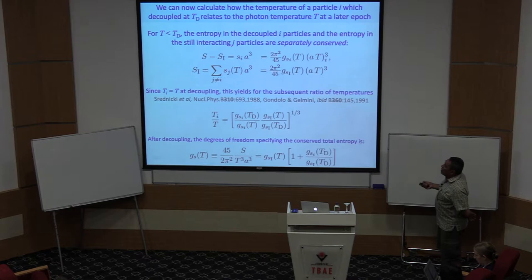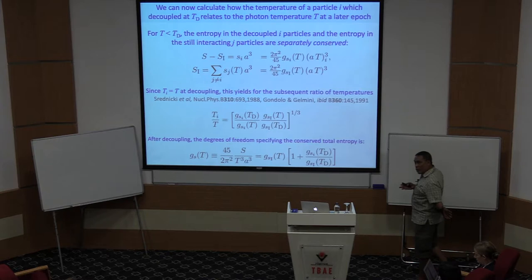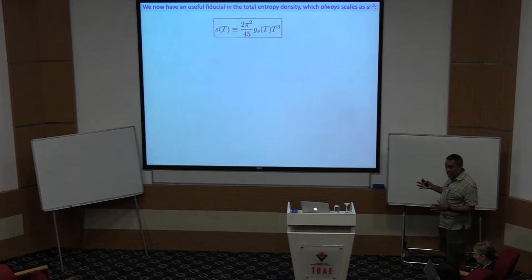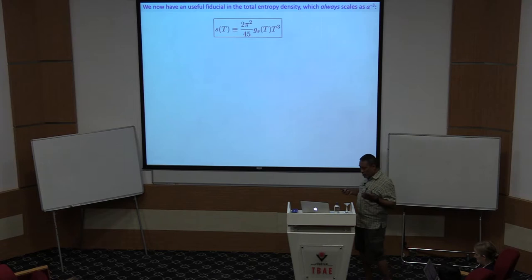Now, after decoupling, the number of degrees of freedom that specify the conserved total entropy is then given just by the sum of the individual components. And so I can write it in terms of the number of interacting degrees of freedom plus some correction term. Okay? This just takes care of the fact that these particles no longer contribute to the entropy, but they contribute to the total energy density. Right? Everything that has energy density gravitates, it's all to be taken into account. We don't care if these are non-interacting particles or interacting.